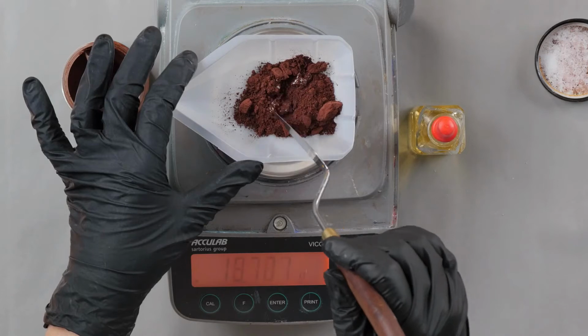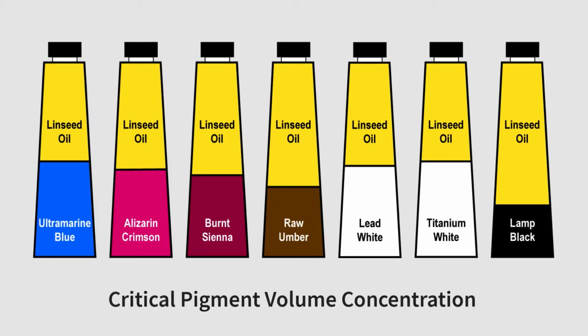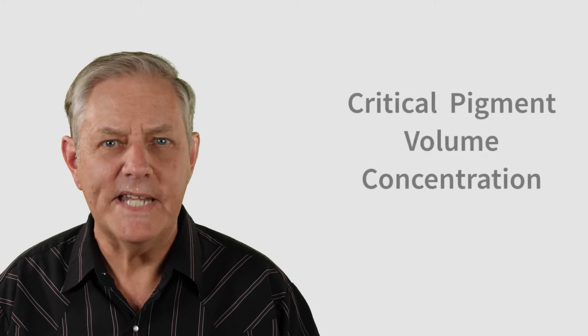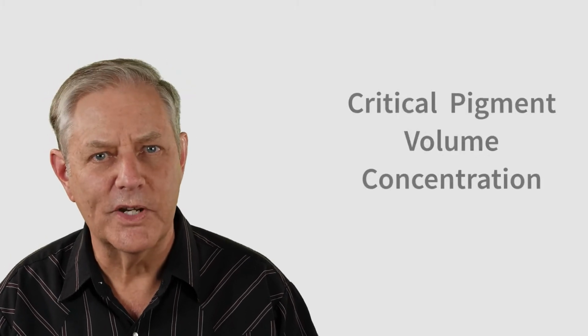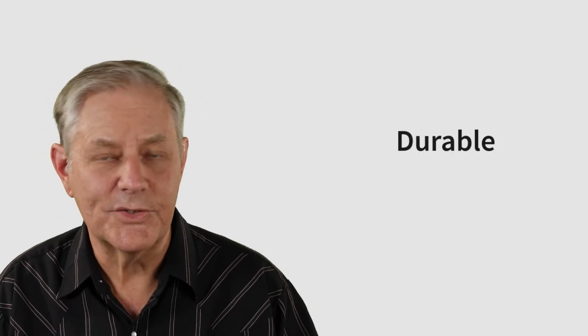Pigments at critical pigment volume concentration also form pastes. Paint in collapsible tubes is paste paint, which usually means the pigment load is close to the critical pigment volume concentration of the single pigment or pigments in the tube. Paint at its critical pigment volume concentration is less susceptible to sinking in, remains flexible, is semi-gloss, and it's durable.